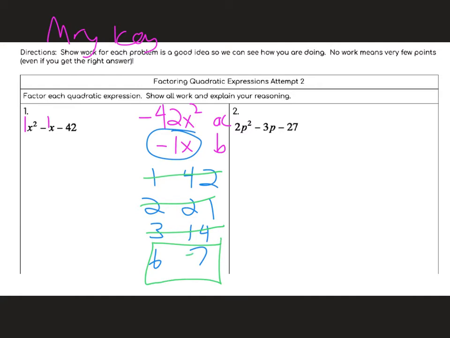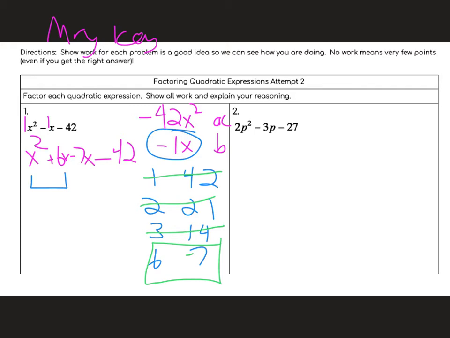So I'm going to rewrite the expression. I'm going to leave the x squared and the minus 42 the same, and then I'm going to write 6x minus 7x here. Then I'm going to factor by grouping. So I just rewrote the expression. All I did was split the middle term. Now I'm going to look at those two pieces.